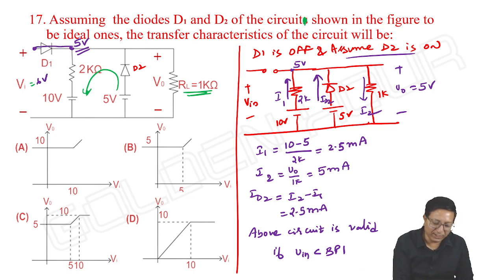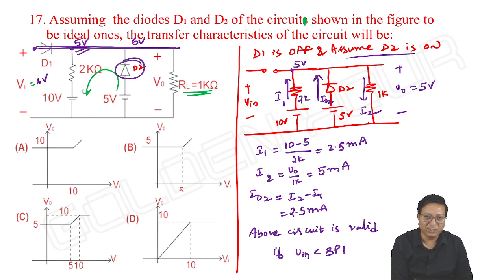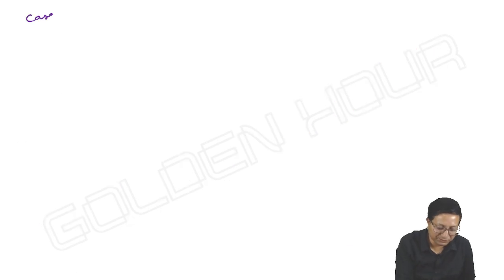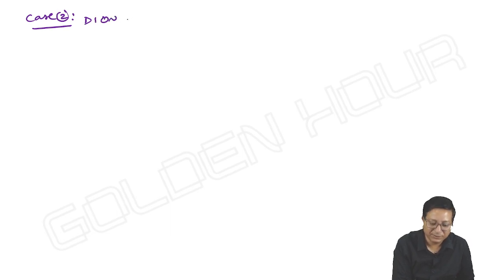If D1 is on, it acts as a short circuit. So what is the voltage along this line then? 6 volts. If 6 volts is present here, what about D2? Immediately D2 becomes off. See the interesting thing. So case 2, I'm writing here. Once D1 becomes on, automatically D2 becomes off.